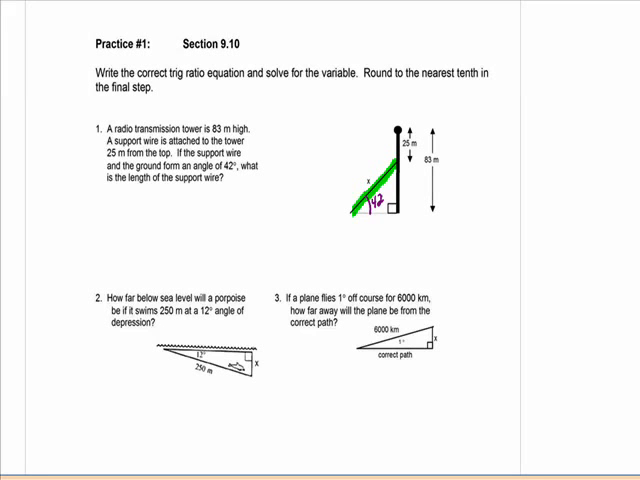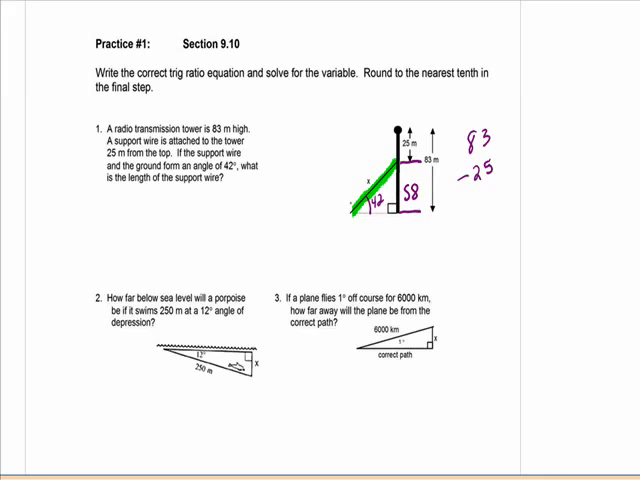And what are we trying to find here? Looks like, what is the length of the support wire? So the hypotenuse. We're trying to find the hypotenuse. Well, we need a side of our triangle. Mr. Stern, how could I use these two lengths to generate the side of my triangle? Subtraction. I agree. So let's go 83 minus 25. And what do we get? We get 58. Therefore, the length from here to here is 58 meters.